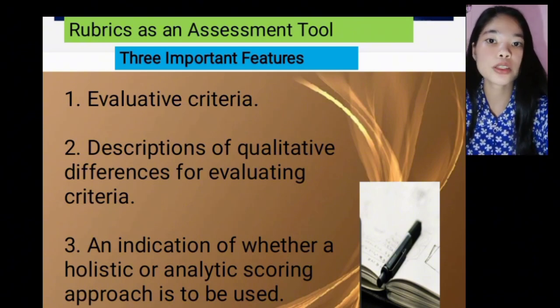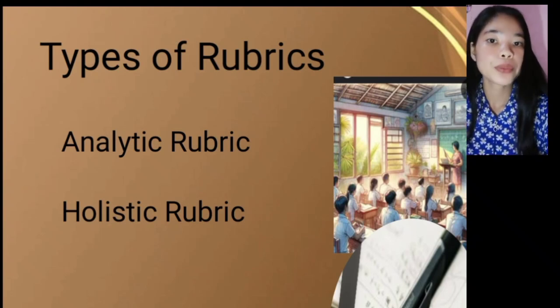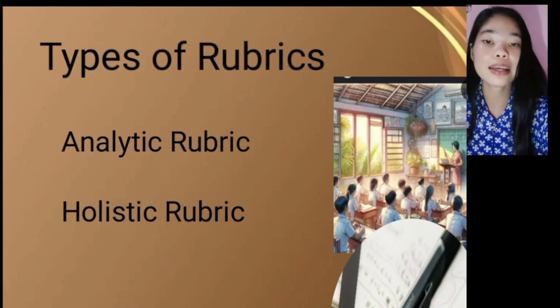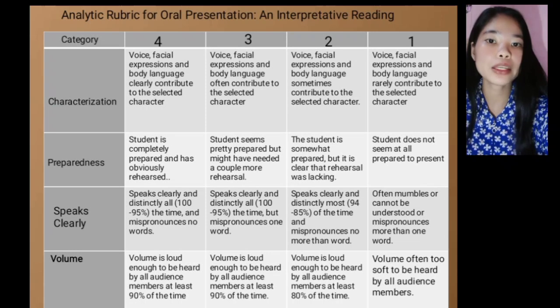Let's dig deeper into the scoring approach or the types of rubrics. What is the difference between the two? Analytic rubrics break down a task into specific skills and criteria. Each skill is scored separately, giving detailed feedback on strengths and weaknesses. Based on the rubric presented, this rubric is for an oral presentation, assessing characterization, preparedness, speaking clearly, and volume. Each with different performance levels helps students to understand exactly where they need to improve.